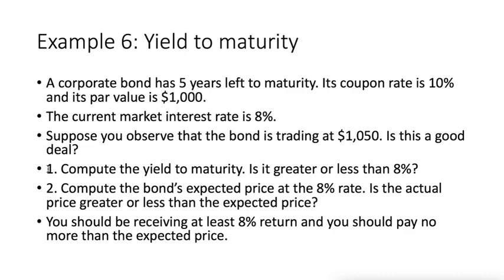Because option 1, when I computed the yield to maturity, it's greater than 8%, which is a good thing. Option 2, when I computed the bond's expected price, it was above the price that it's currently trading at, which signifies that it's a good deal.